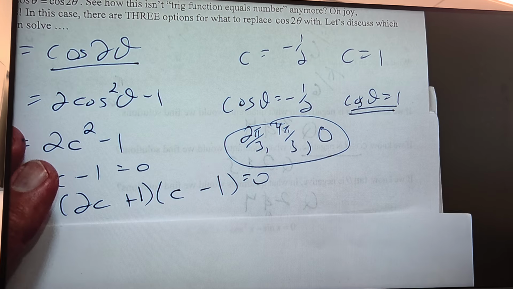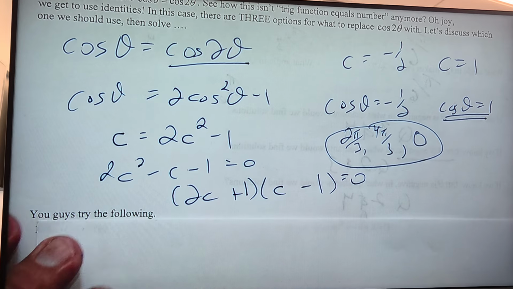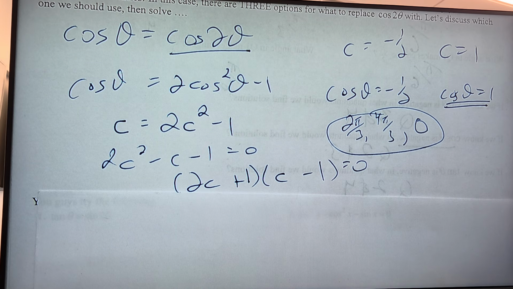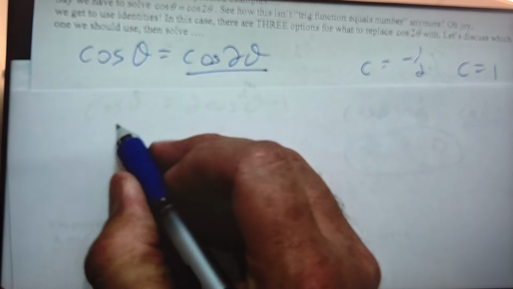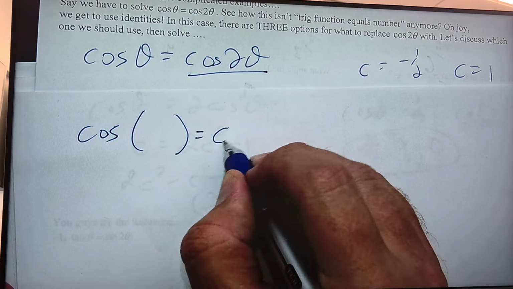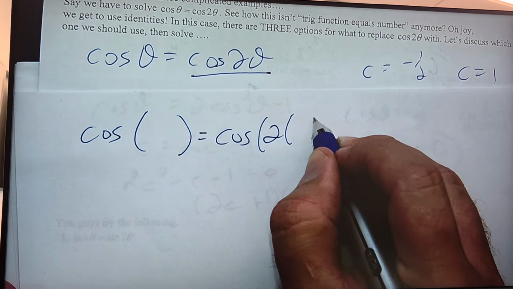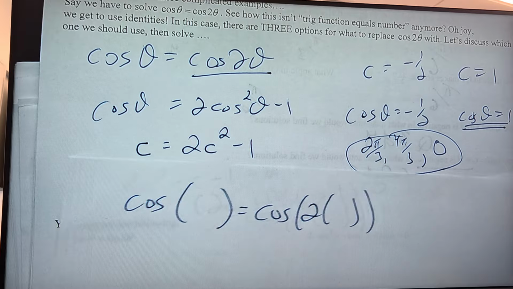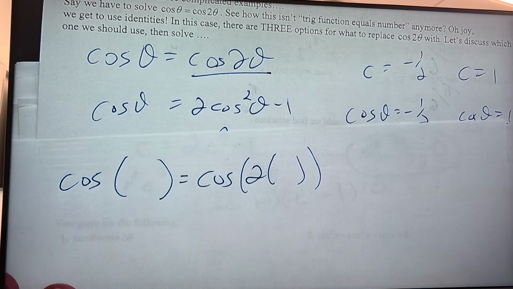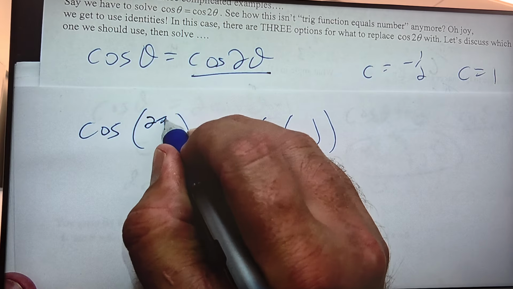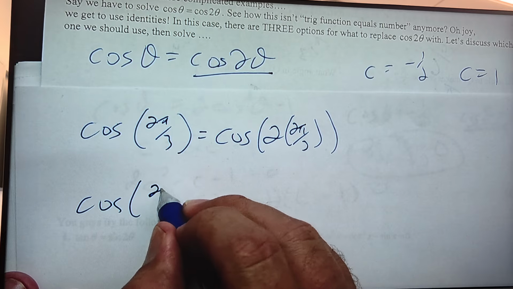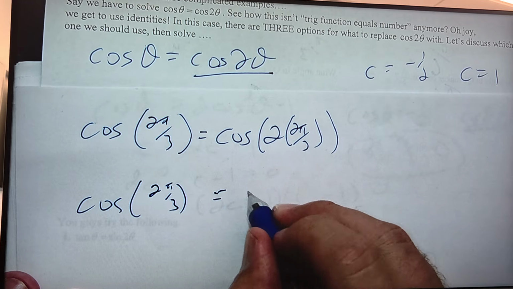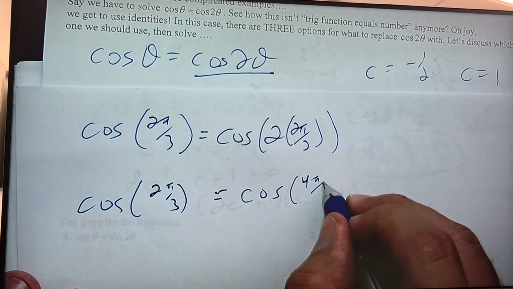So let me ask the question I know is in somebody's head. Can you say again what you want me to do, but this time in English? Yes. I want you to start here at the beginning, but I'm going to replace theta with an angle that's supposed to work. And what angle is supposed to work? What's one of them? 2 pi over 3. So we get cosine of 2 pi over 3 is supposed to be the same thing as cosine of 4 pi over 3.